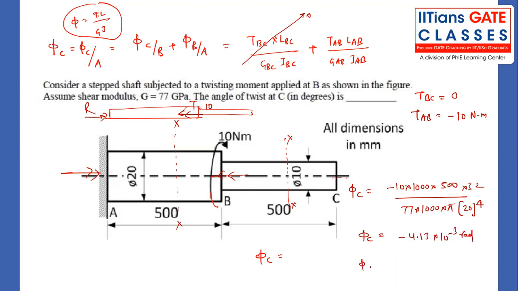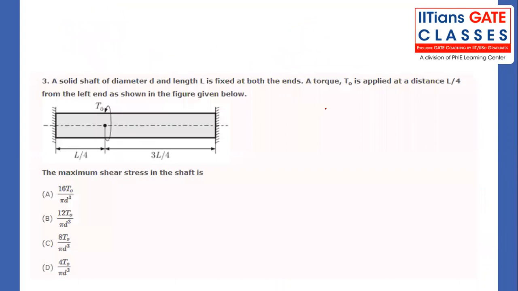They are asking in degrees. So how to convert radian to degree? Multiply by 180 by pi. So you will get 0.2369 degree. That will be the answer, right? So in this manner, we have to solve the numericals.